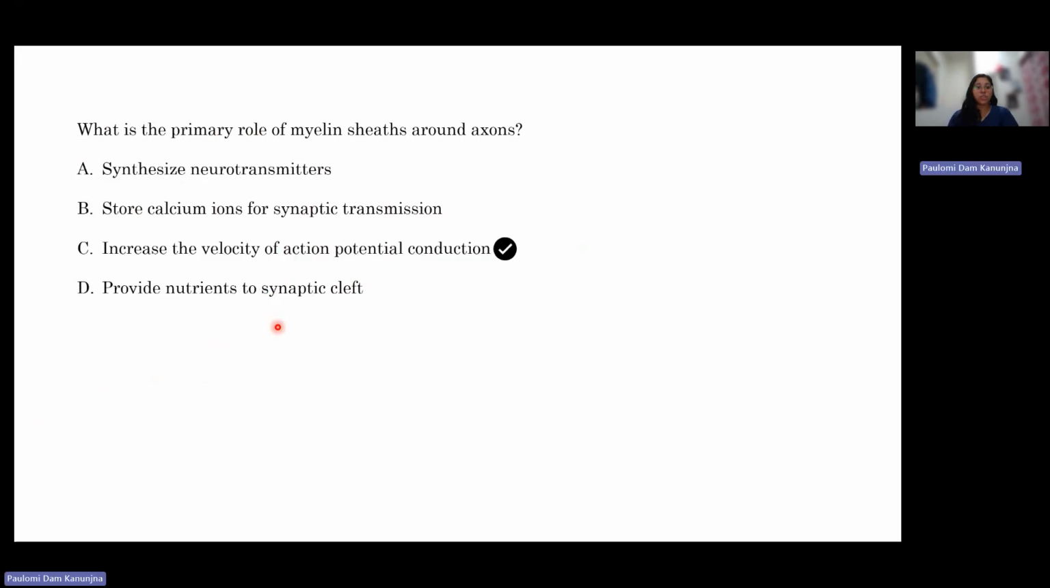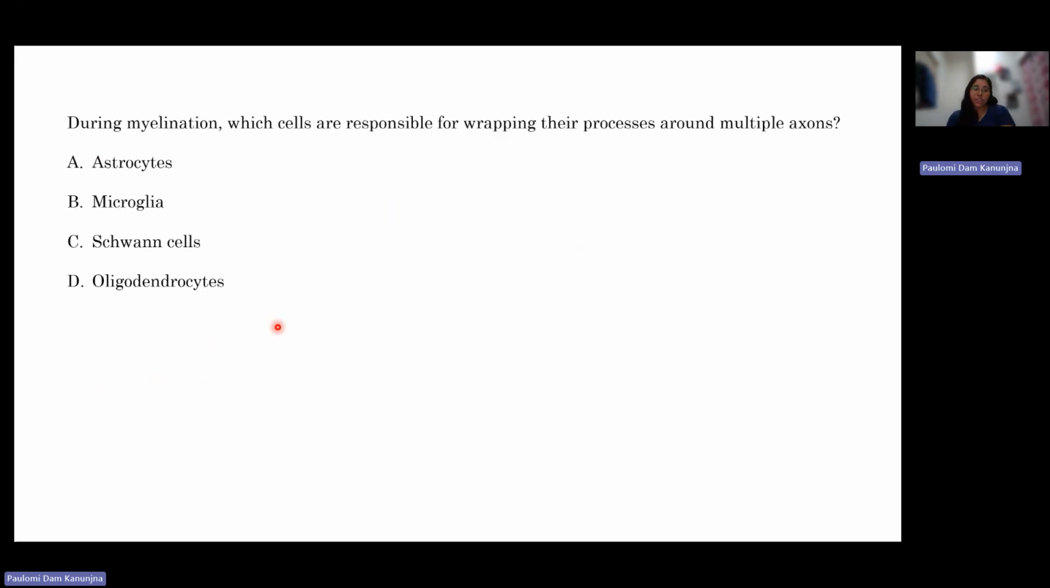And we know the answer is increasing the velocity of action potential conduction, because myelin allows the action potential to jump across the nodes of Ranvier, and because it jumps, the speed is greatly increased. Okay, next. During myelination, which cells are responsible for wrapping their processes around multiple axons? This is another question of the same type that we have just answered. It shouldn't take you much time because we have just discussed it. So we know it's oligodendrocytes.